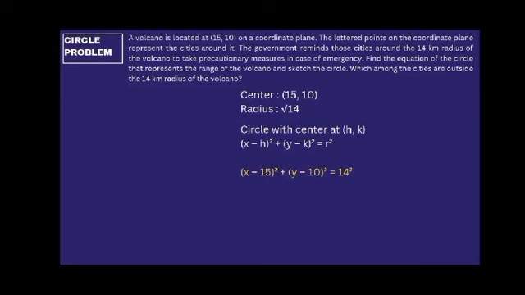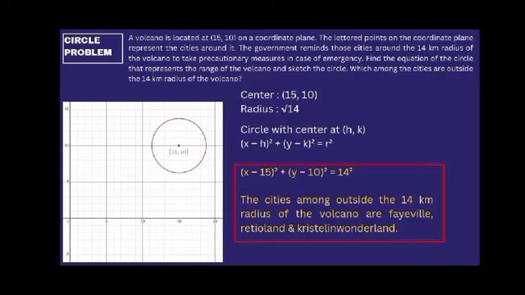Which among the cities are outside the 14-kilometer radius of the volcano? Therefore, the center of the circle is 15 and 10, and its radius is square root of 14 units. Cities outside the 14-kilometer radius of the volcano are Fayville, Resholand, and Crystalline Wonderland.